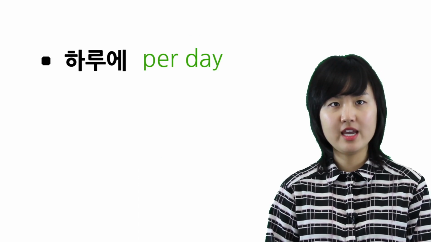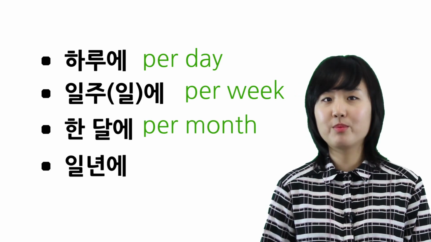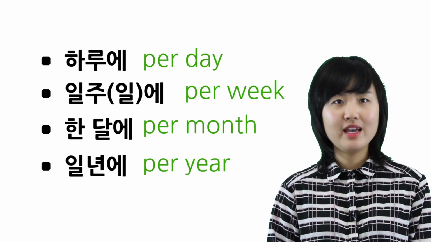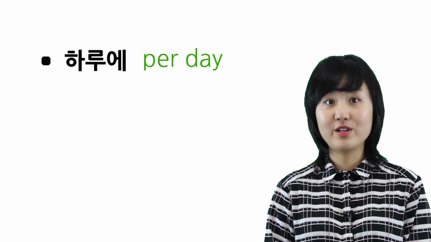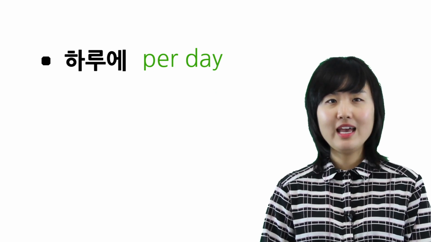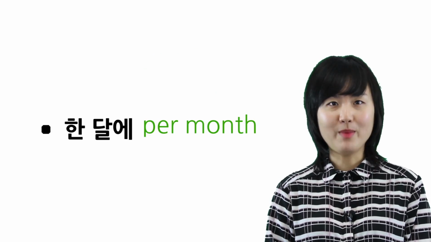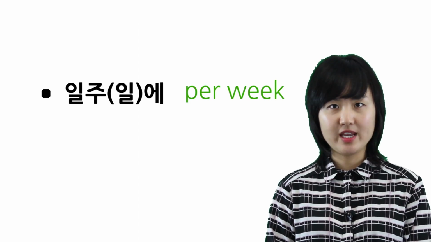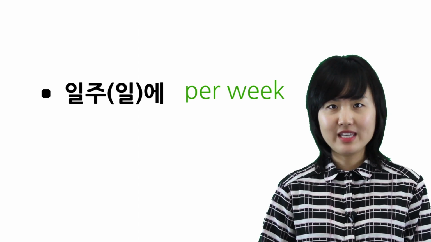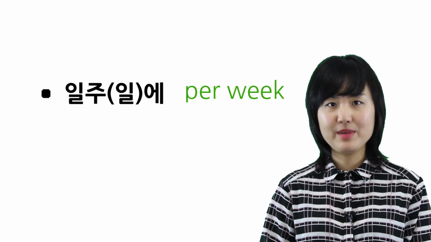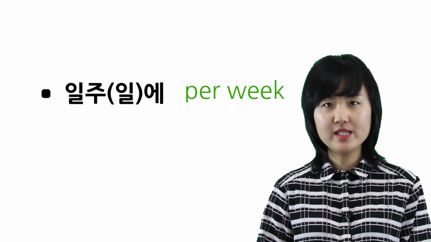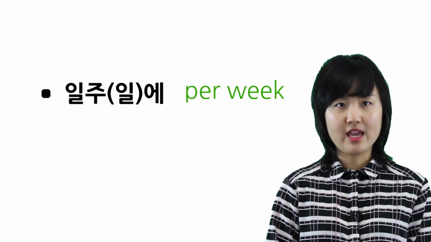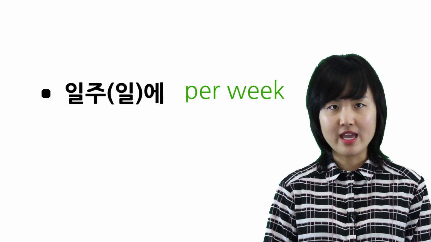Oftentimes, we are going to use the expressions per day, per week, per month, per year. 하루에, per day. 한 달에, per month. 일주일에, per week. When we have 일 in parentheses, that means it's optional. So you can say either 일주일에 or 주일에.